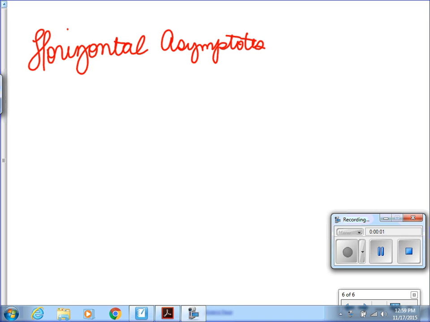Not every function has a vertical asymptote. Not every function necessarily has a horizontal asymptote. Okay? Horizontal asymptotes are determined by the degree of the numerator and the degree of the denominator. Alright, so vertical asymptotes look this way.